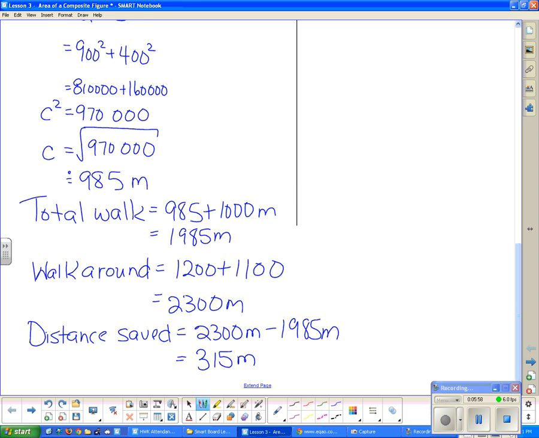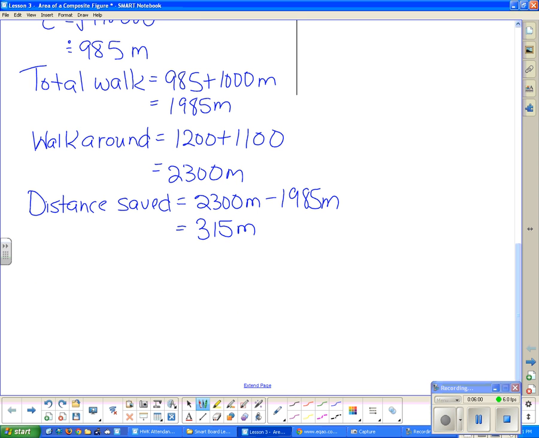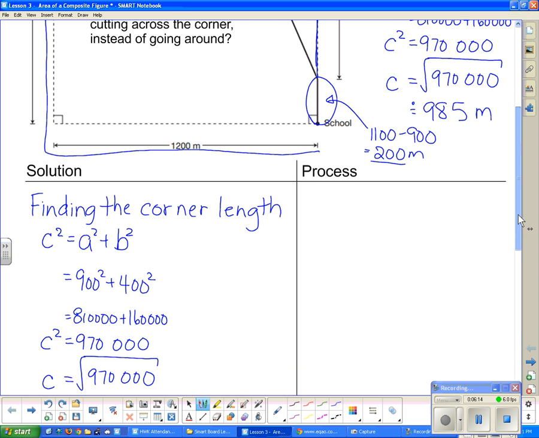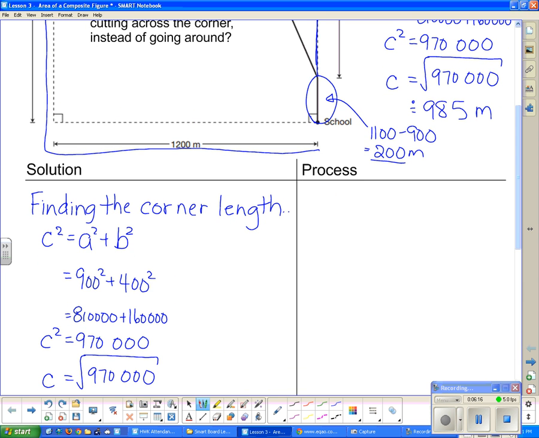So, since this is a word problem, we should answer in a word problem, and we would say, therefore, he saves 315 meters. Now, for the processing side of this one, where you write down your process, we actually included most of it within our question. So I'm only going to add in here that this was using Pythagorean theorem.